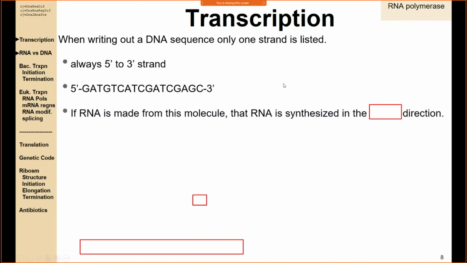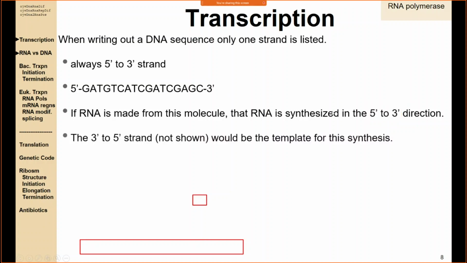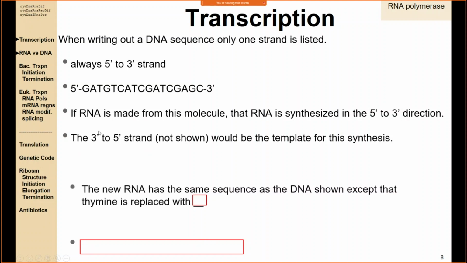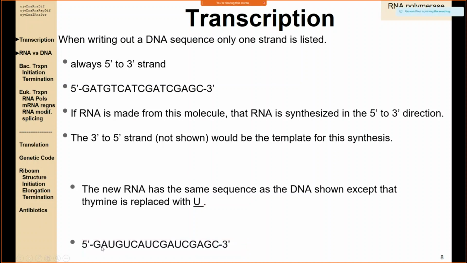So if I'm showing you this, this is 5' to 3'. The RNA made from this molecule is synthesized in the 5' to 3' direction. And that 3' to 5' strand is not shown, but that would be the template for synthesis, okay? Long story short, it's not just us that do this. Anyone showing you the DNA strand makes it easy: the mRNA strand is the same as the DNA strand we're giving you, except you're replacing the T's with U's.